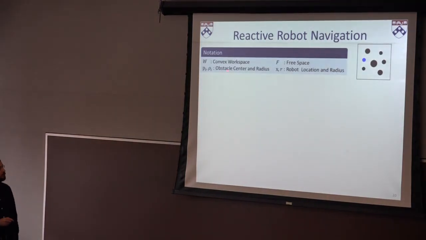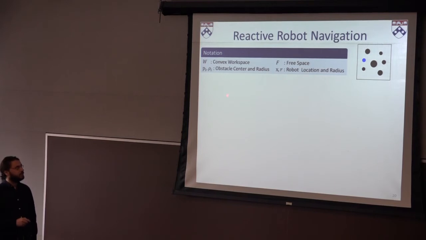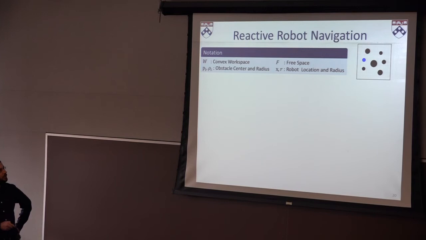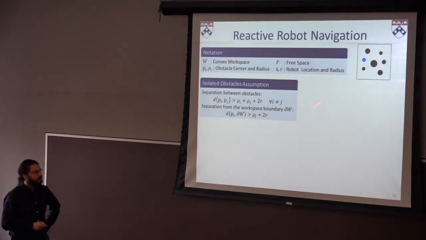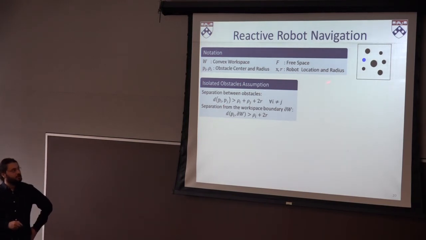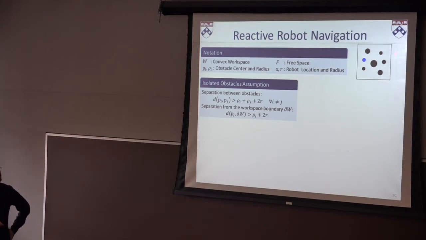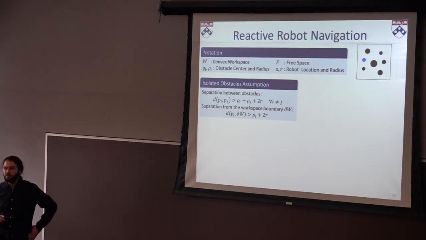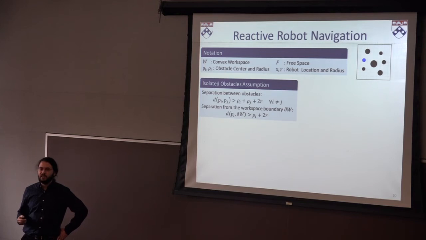So we have a convex workspace populated with spherical obstacles, and we will have F for the free space of the robot. Here is, for example, one such environment, and we need some assumptions about the obstacles. They need to be separated in a certain way so that we can circumnavigate. A robot will fit between any obstacle and so on.